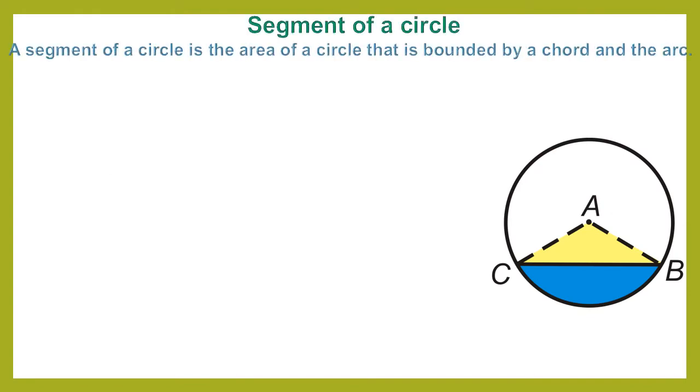Next students, we will discuss the segment of a circle. A segment of a circle is the area of a circle that is bounded by a chord and the corresponding arc. You know very well. So here you can see this blue region is said to be a segment of a circle. Now how to calculate the area of the segment?